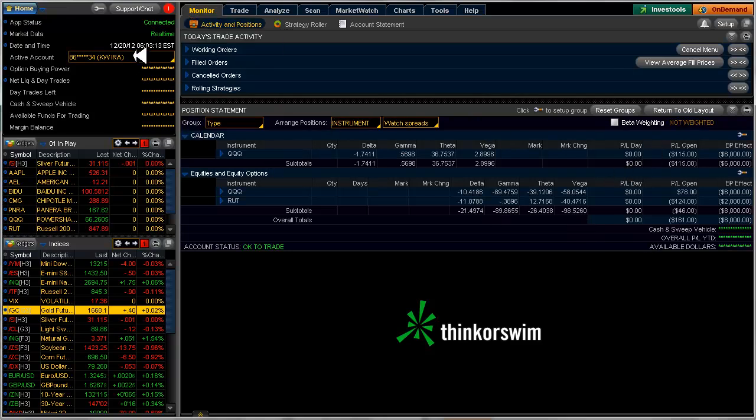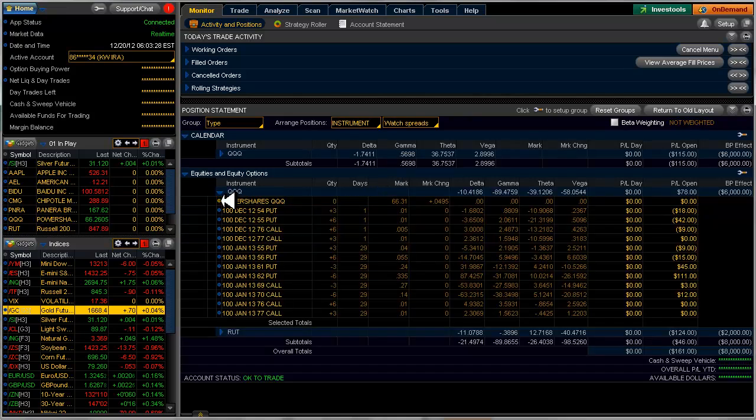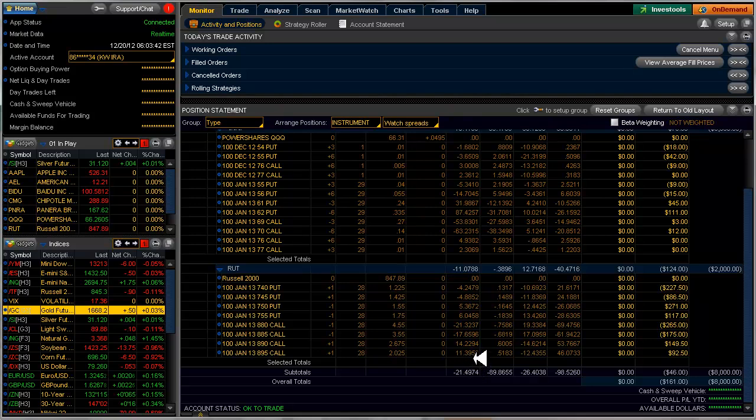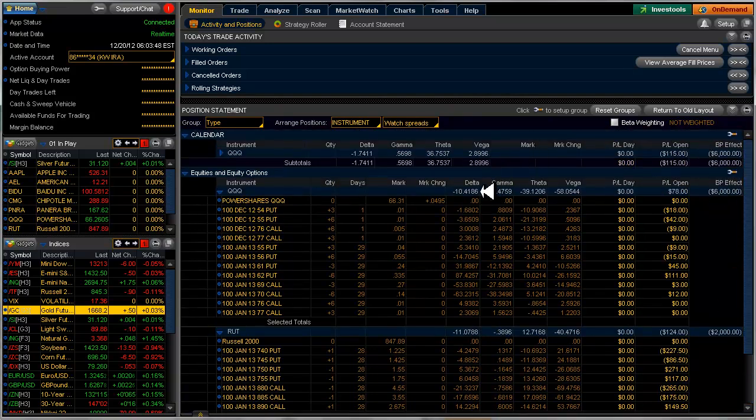All right, this is our profit tent portfolio. Not going to do anything there. If we take a look at it overall, it's okay. We're fine. Overall, delta is minus 11 on the Qs, minus 11 on the RUT, and minus 10 on the Qs. So we're all right there. I'm not going to be concerned about that.